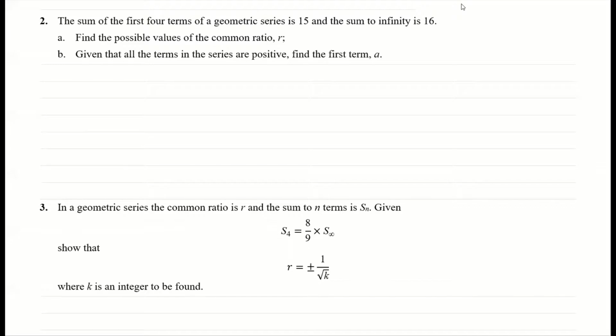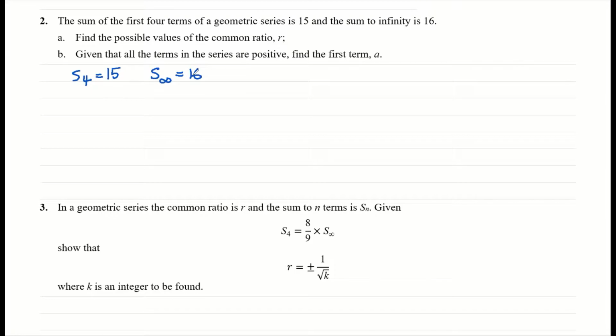Let's have a look at some problem solving type questions that you might get in an exam. So this one, you're told the sum of the first 4 terms of the geometric series is 15, and the sum to infinity is 16. Well, we have everything we need. We've got the formulas, they're provided for you. So let's write down what we know. The sum of the first 4 terms, S4, is equal to 15. And the sum to infinity, S infinity, is equal to 16.